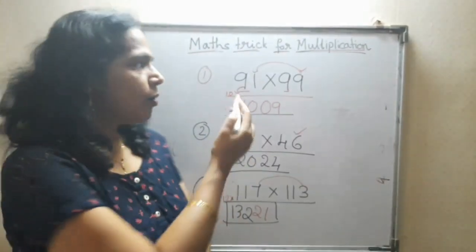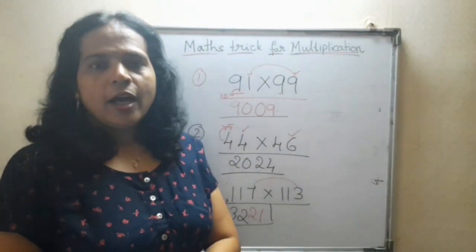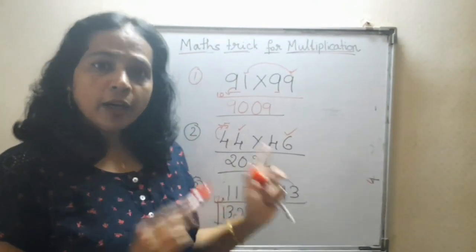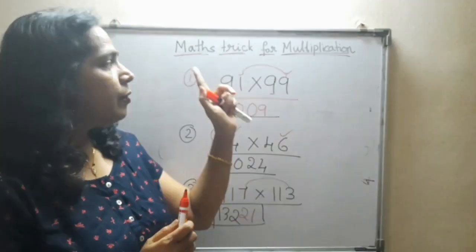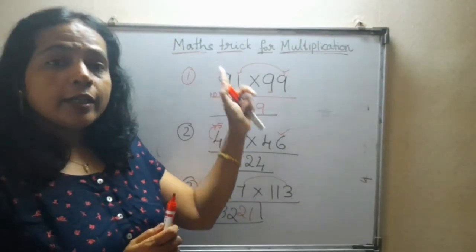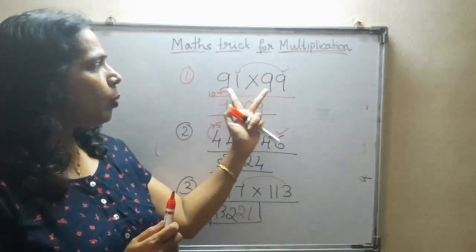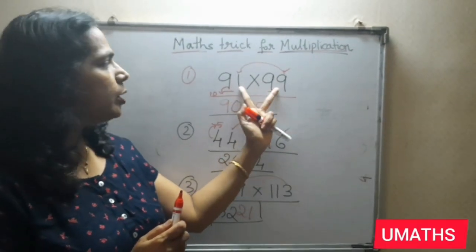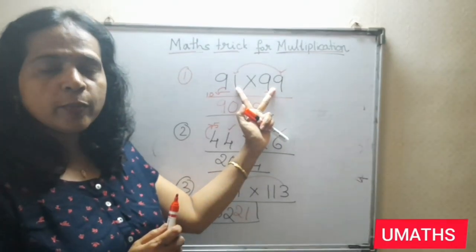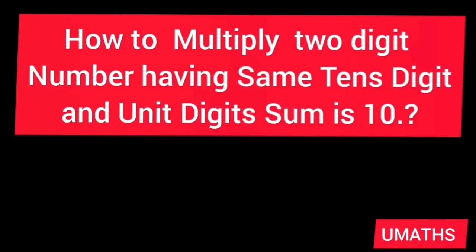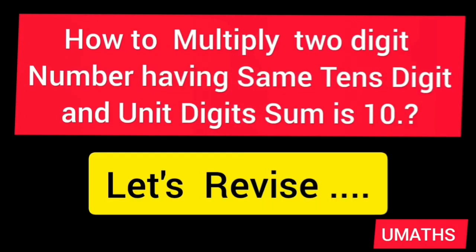I hope you have understood the trick. If you practice this, you have to keep in mind: whenever the tens place is common for both numbers and the sum of the unit places is 10, you can use this trick. I hope you must have understood. Now let's revise.